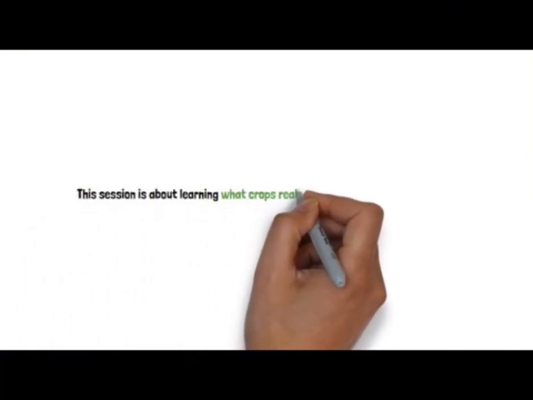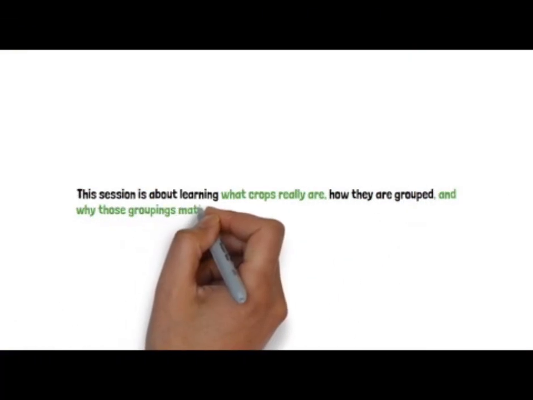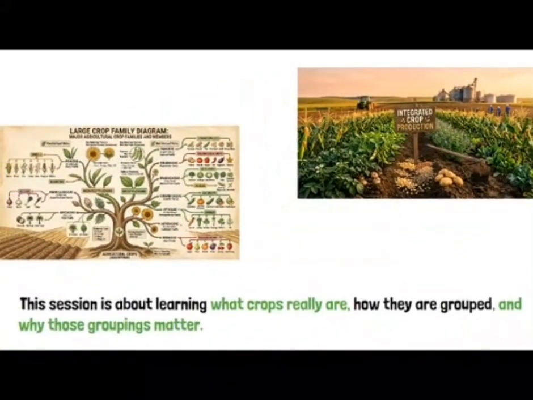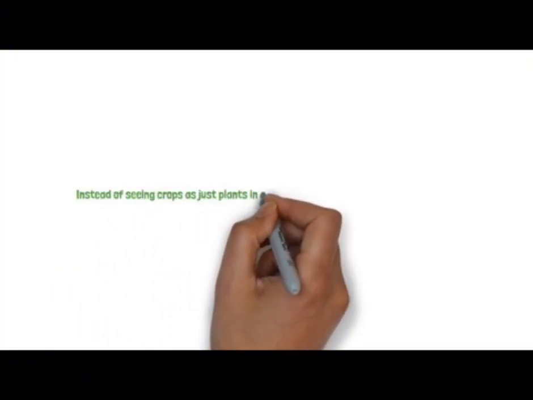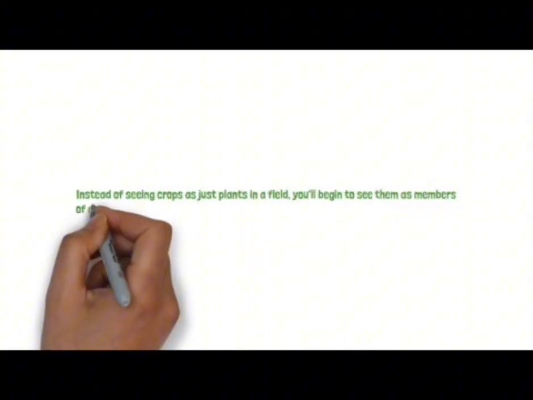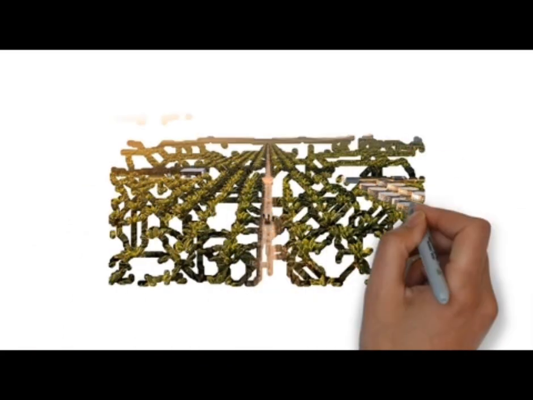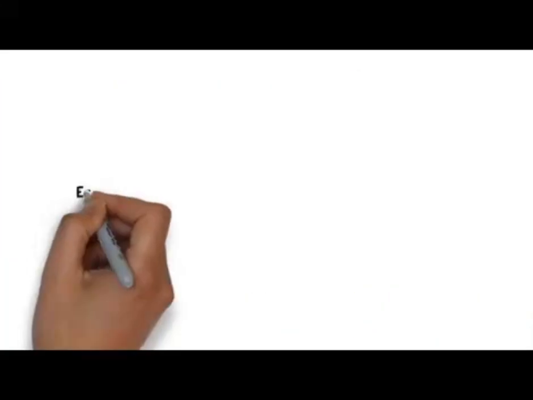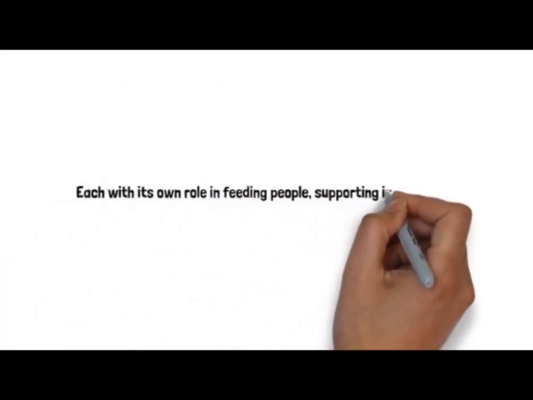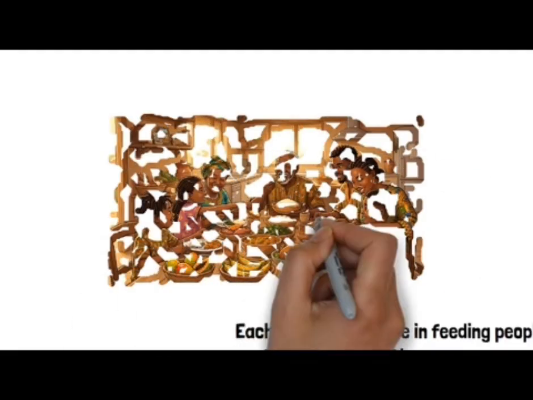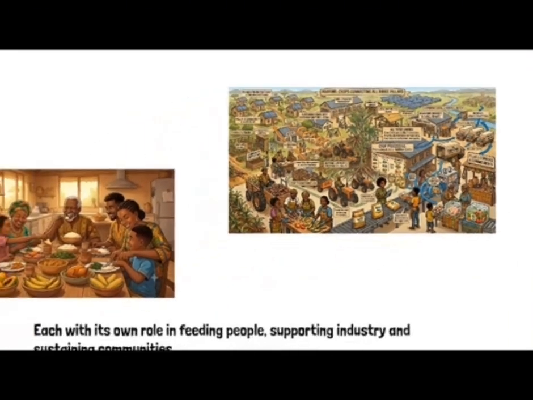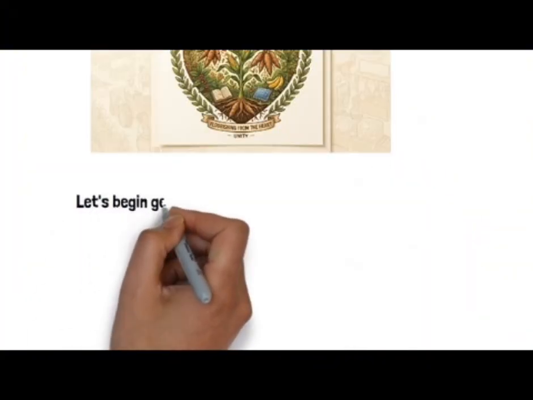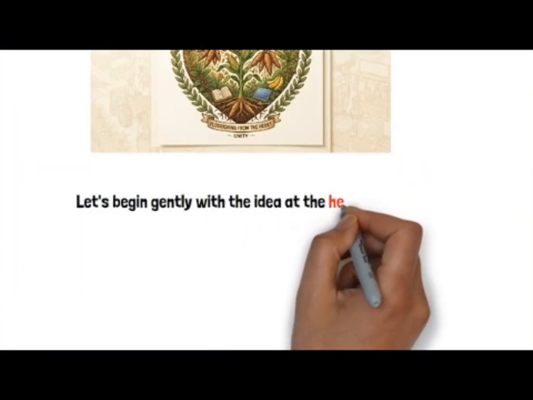This session is about learning what crops really are, how they are grouped, and why those groupings matter. Instead of seeing crops as just plants in a field, you'll begin to see them as members of different families, each with its own role in feeding people, supporting industry, and sustaining communities. Let's begin gently with the idea at the heart of everything we'll cover this fortnight.